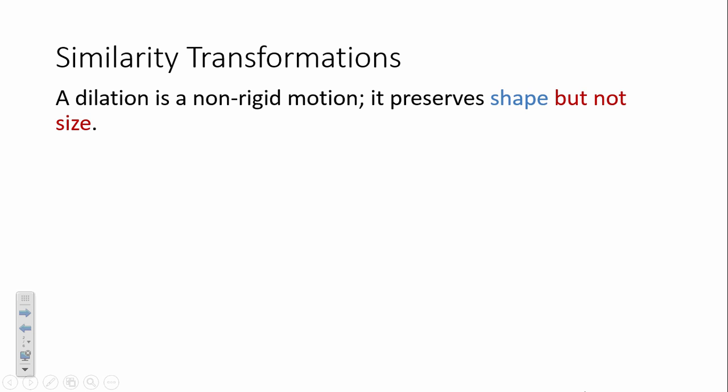So this is what we're writing in our first box. A dilation is a non-rigid motion. It preserves shape but not size. Yep, in that very first box.